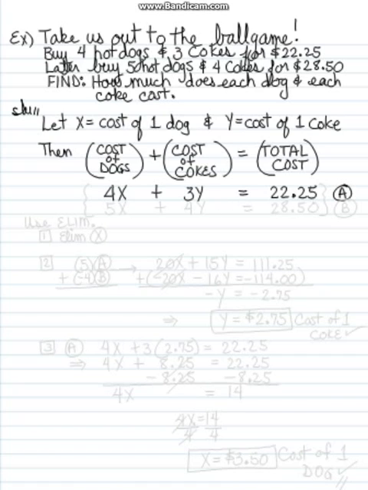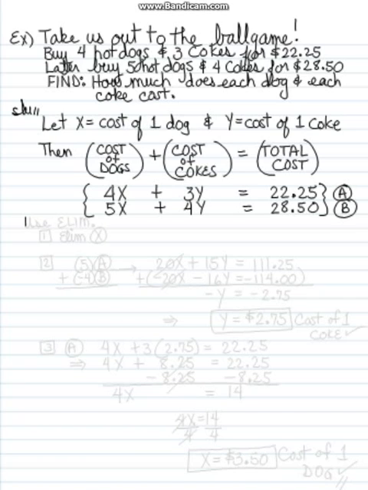For our second equation, our second trip to the snack bar, we bought 5 hot dogs, so that cost is 5 times the cost of 1 hot dog, 5X. Plus we bought 4 Cokes, so that's 4 times the cost of 1 Coke, Y, equals the total cost. The total cost for the second trip was $28.50. That is our equation B. We have a system of equations, and we're going to solve it for X, the cost of 1 dog, and Y, the cost of 1 Coke.